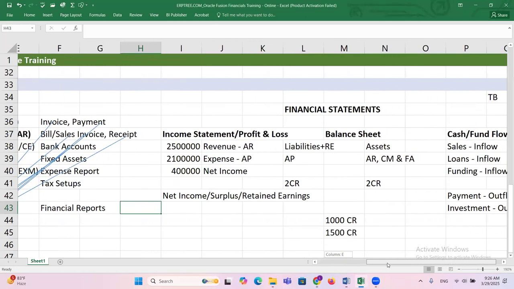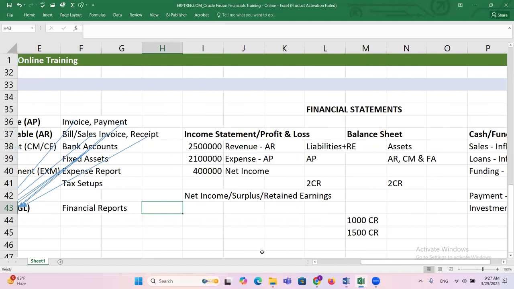Whatever profit you identified, say you made a profit of 100 CR as a company, you have to pay corporate tax to the government. For this corporate tax, we have tax setups also. But for corporate tax, there is no solution in Oracle Fusion applications. You have to do this outside of the Oracle applications. Every company is doing that.